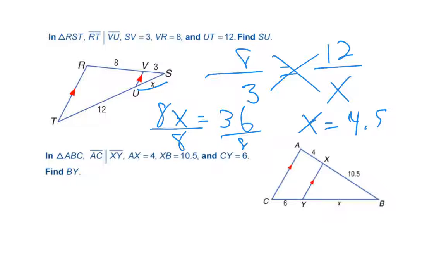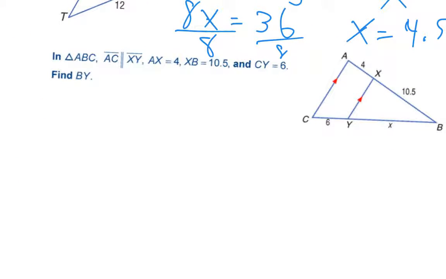What about the second one? What you guys got on the second one? 4 over 10.5. Hey guys. Listen. All right. So I got 4 over 10.5 equals what over what? 6 over X.